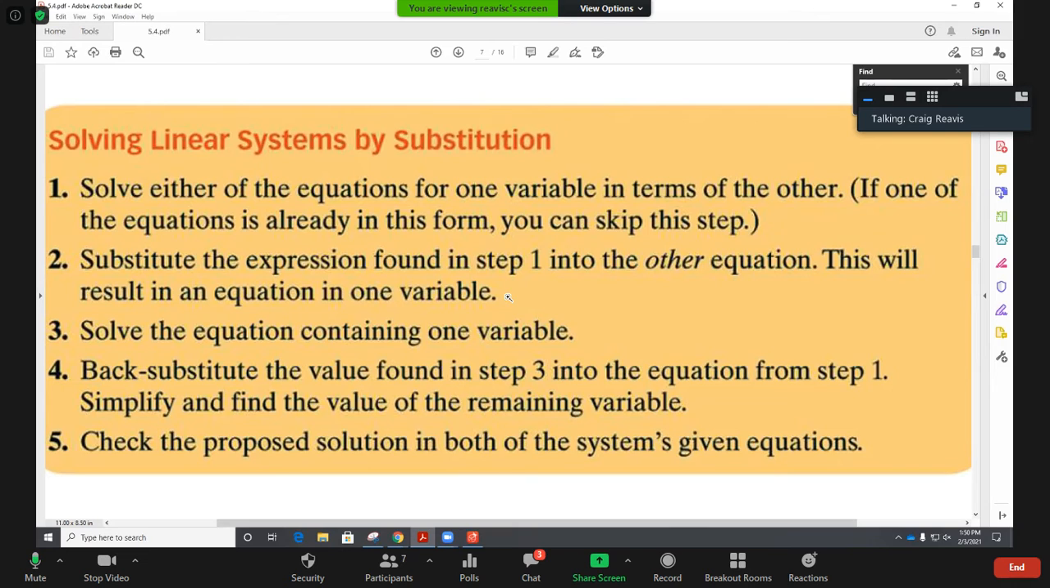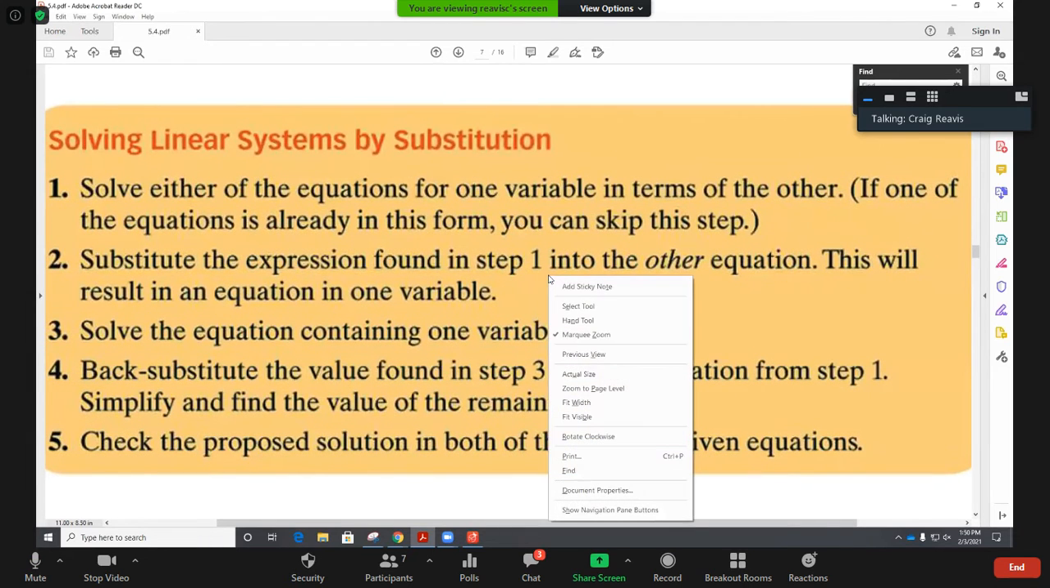So in step 1, we solve for one of the variables. So step 3 is to take what we get in step 2 and substitute it into that equation we solved for in step 1. Okay? And then they say to check. I don't really care if you check it or not.